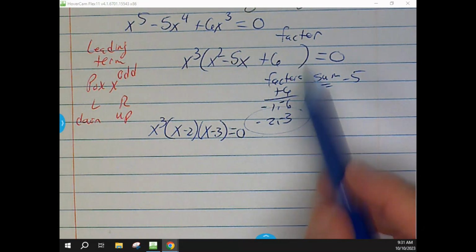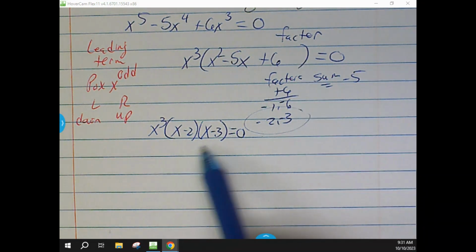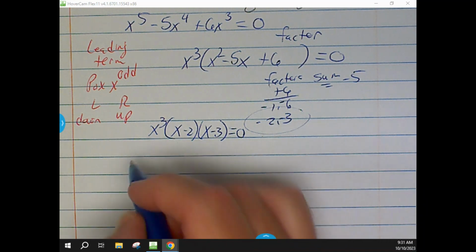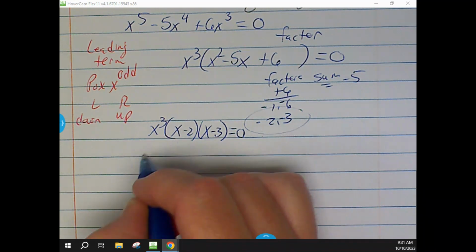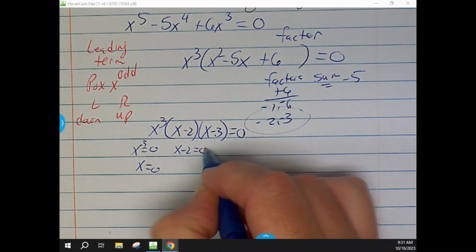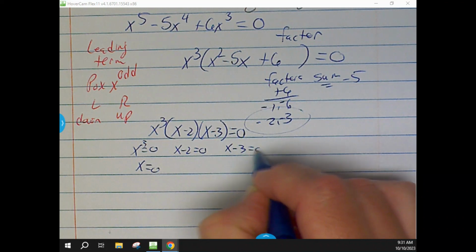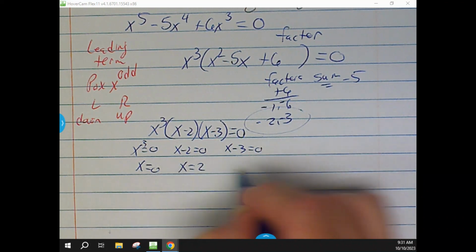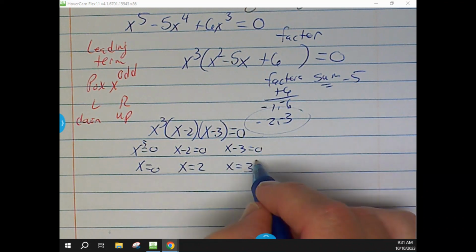Okay, so there it is in factored form. We've got x to the 3rd, x minus 2, x minus 3. So to solve those, again, we're just going to set each equal to 0. That's just x equals 0. Set that equal to 0, and set that equal to 0. So now we've got our 3 solutions here.